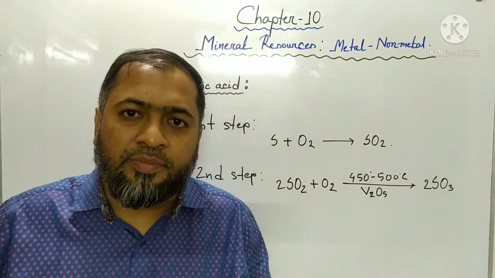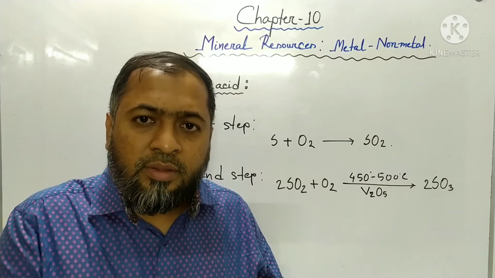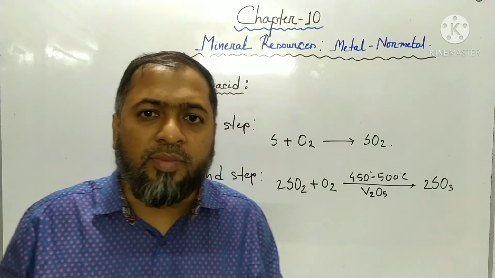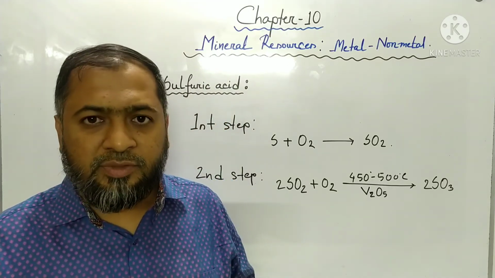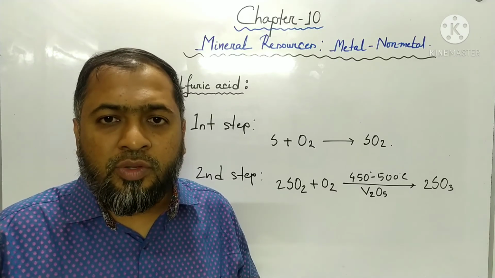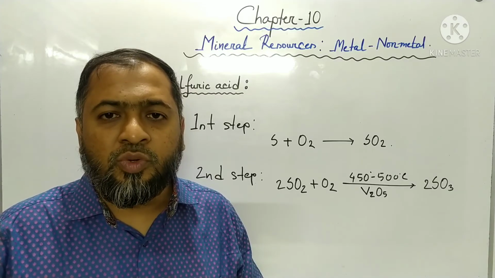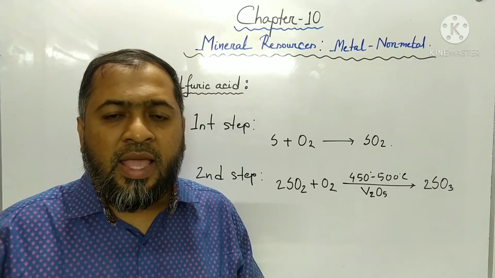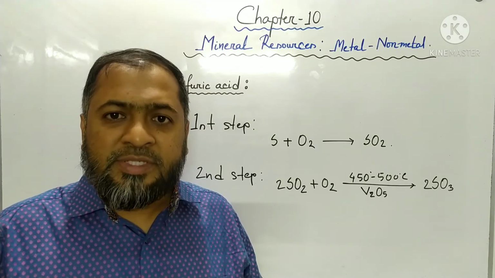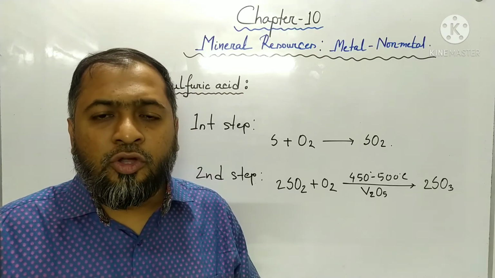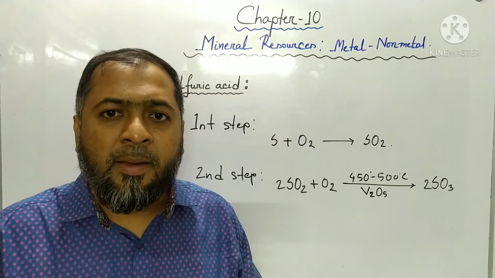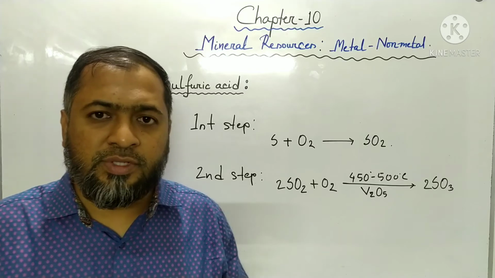Now, in the third step, when we add water to sulfur trioxide gas, it will produce sulfuric acid. But there is a problem with preparing sulfuric acid in that way. When we add water to sulfur trioxide, it produces gaseous sulfuric acid, which is extremely hazardous, and it creates a dense fog inside the industry. Besides that, it is very difficult to prepare liquid sulfuric acid from gaseous sulfuric acid by the condensation process.